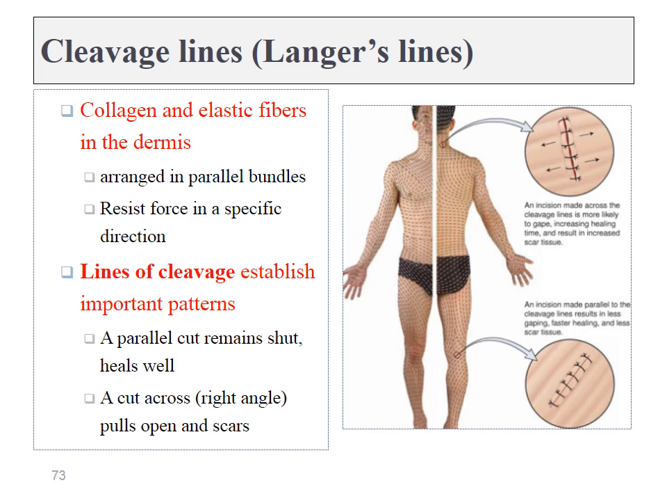Next up are cleavage lines. If we look at the dense irregular connective tissue of the dermis under the microscope, it looks like all of the collagen fibers are running in random directions. But if you were to zoom way out, there is some overall organization to the collagen fibers. And those organizational lines are called cleavage lines.